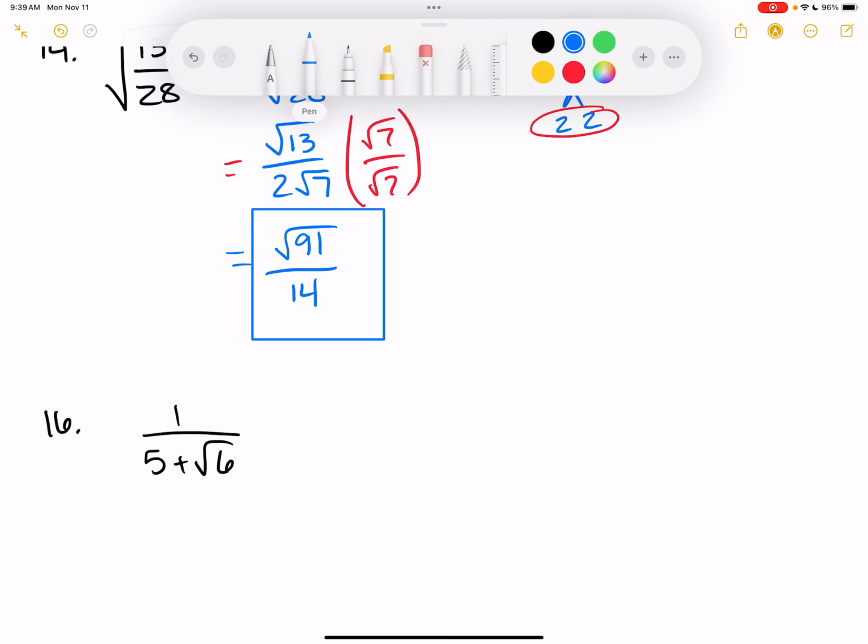I looked away for a second to grab a pen because I can't see my own handwriting. I don't know what just happened.